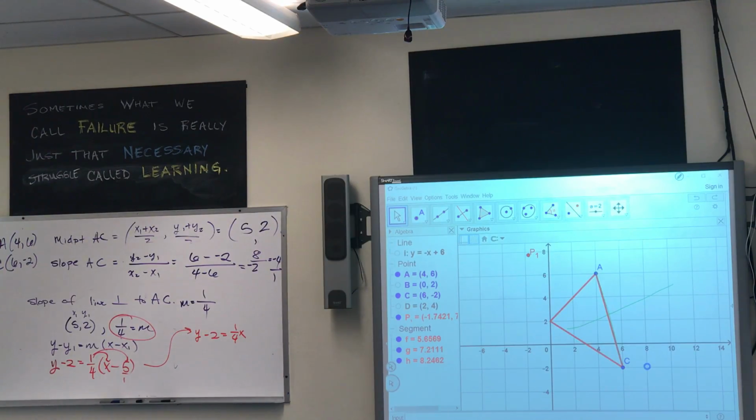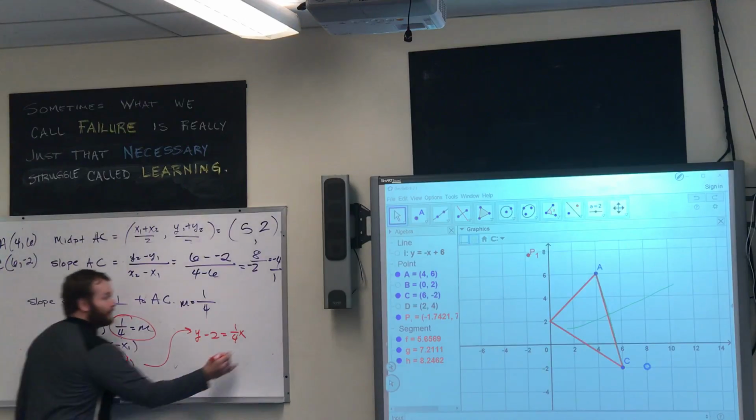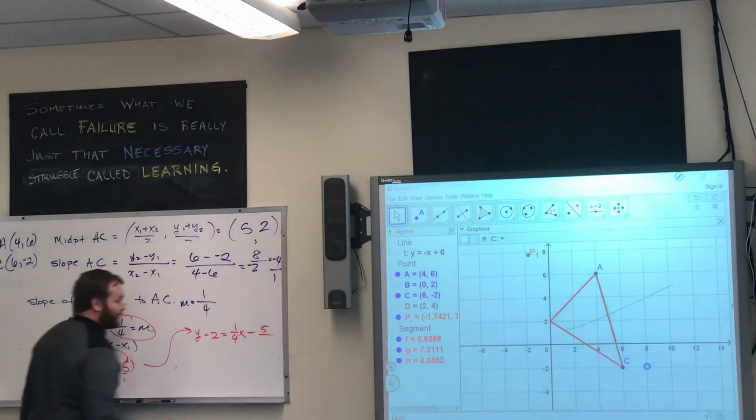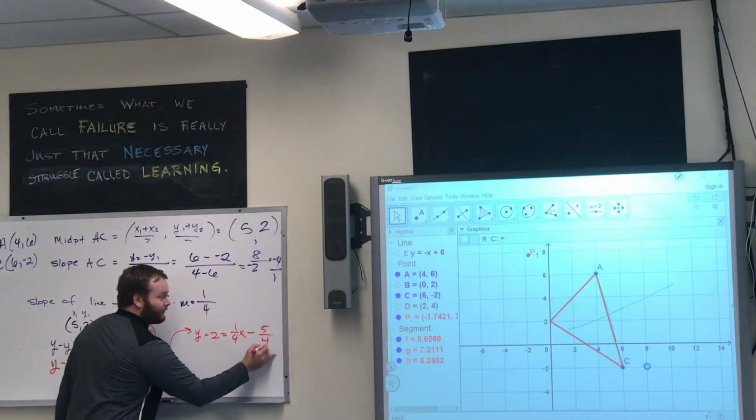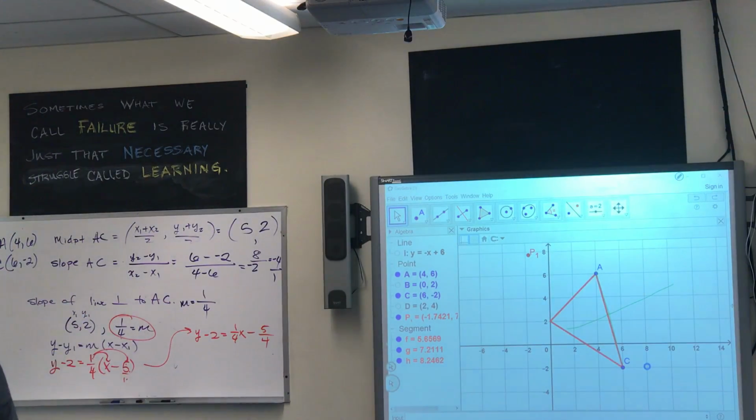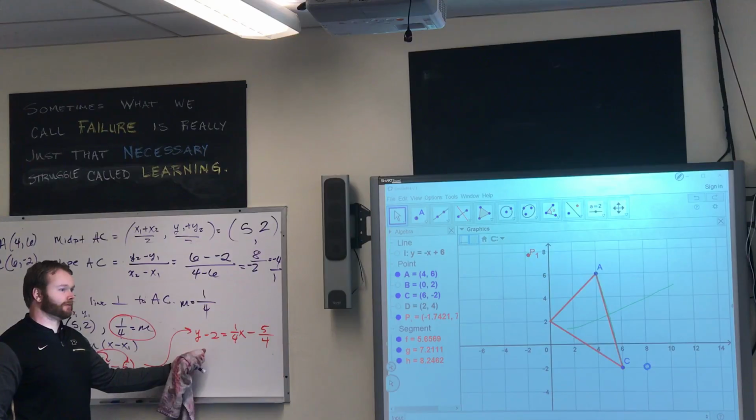Okay, so when we look at 1/4 times -5, we go 1 times -5 gives me -5, and then we take the denominator of 4 times the denominator of 1, and it gives me 4. That's -5/4, not a mixed number. I will be careful, okay? Because we haven't solved for y yet.